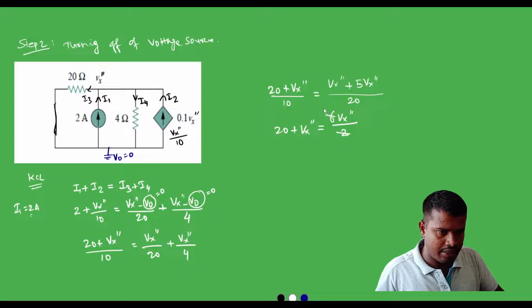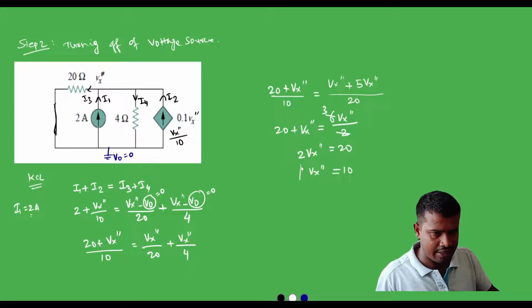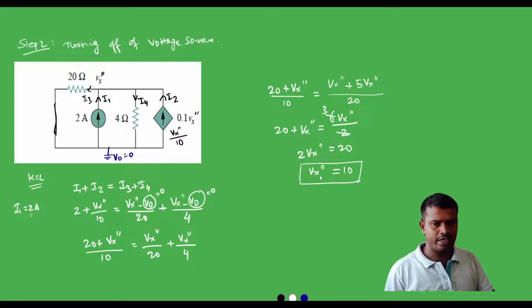So the value will be 3Vx double prime. When we transfer the Vx double prime to the right hand side of this equation, it will become negative Vx double prime. So 3Vx double prime minus Vx double prime will become 2Vx double prime, which is equal to 20. Now Vx double prime is equal to 10. Now this is the voltage Vx when the current source is active.